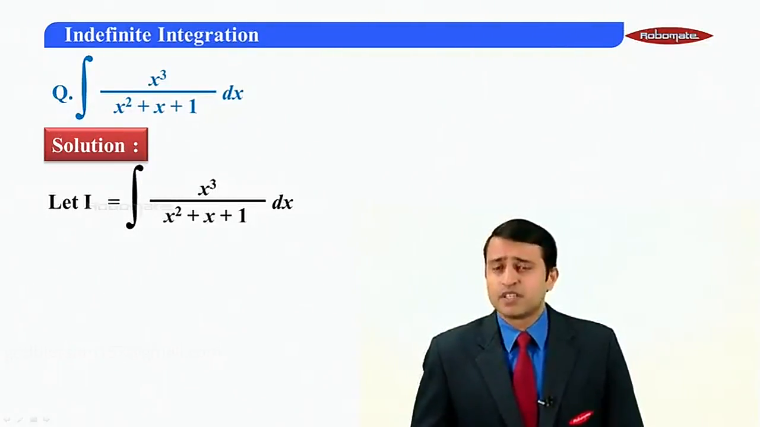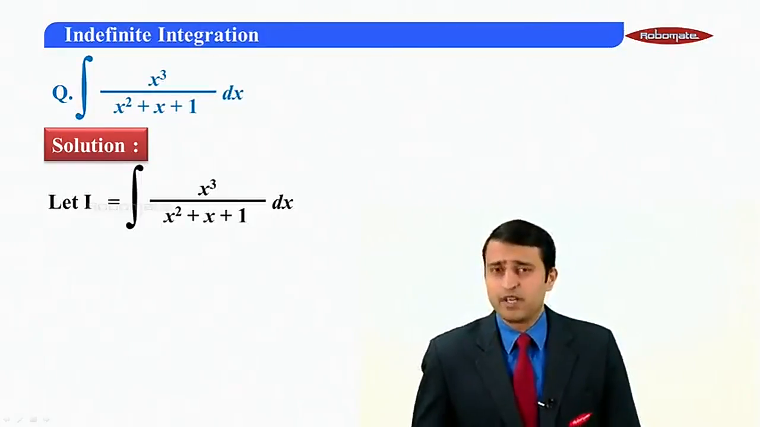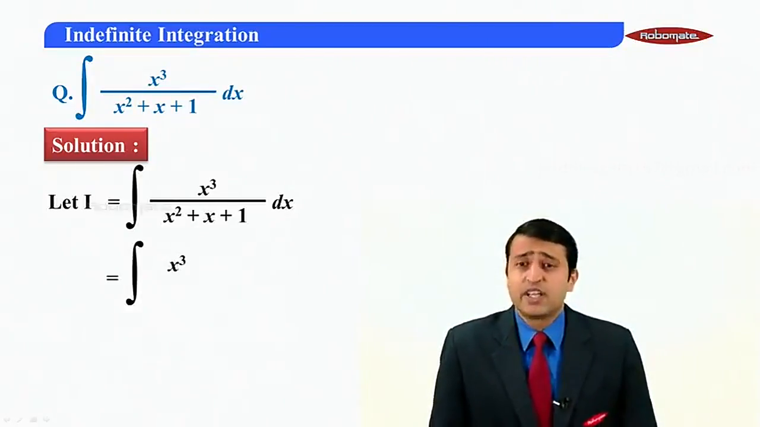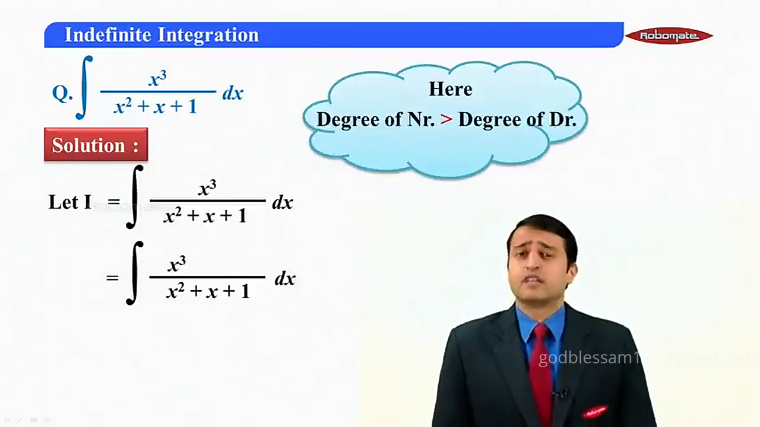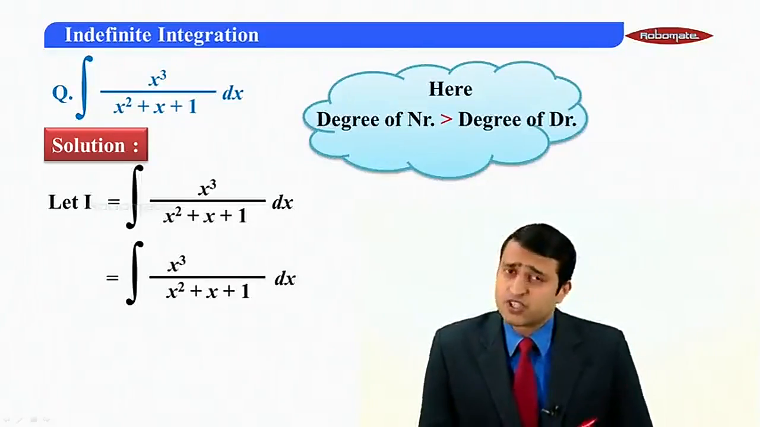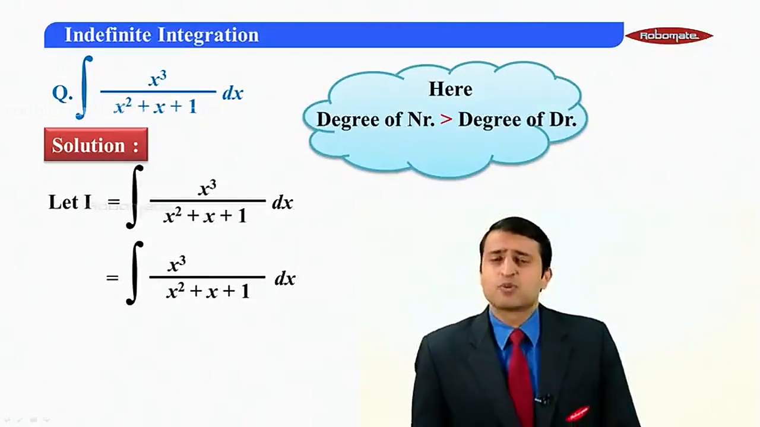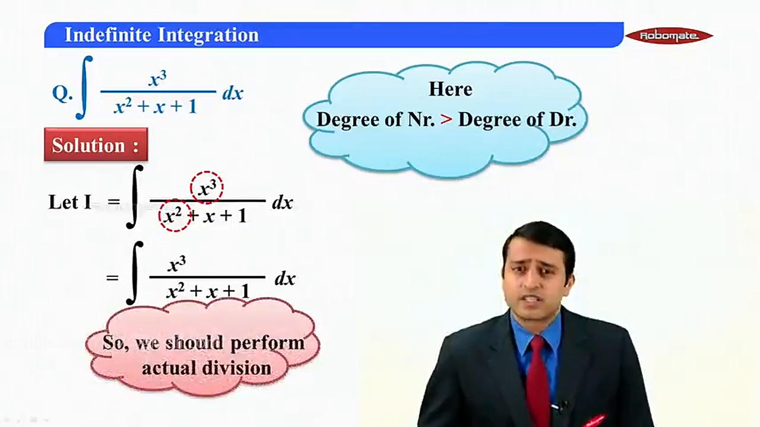What do we observe in this case? I have an integral which has a polynomial in the numerator, polynomial in the denominator, and I can come to the conclusion that degree of numerator is greater than degree of denominator. And if the degree of numerator is greater than degree of denominator, come what may, I am supposed to perform actual division. I am supposed to divide in this case.